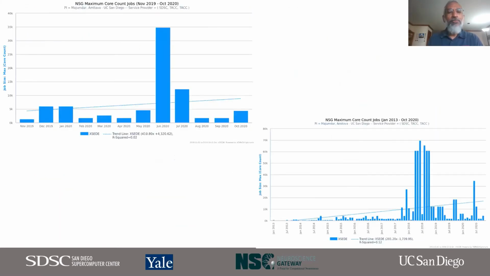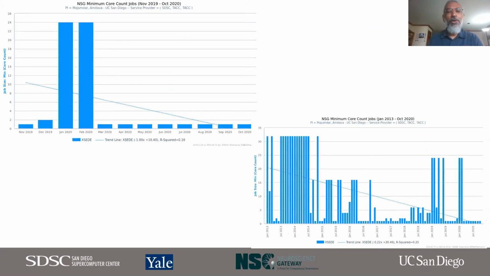I want to show some of the usage characteristics of NSG. On the top left, there are a lot of numbers, but I will just explain. On the top left, you see the maximum core count job that has been run on NSG on various supercomputers in the last year. And you can see the trend line is saying almost about 10,000 core jobs for computational neuroscientists. On the bottom right is the same plot, except from the beginning of NSG, January 2013, till now. You can see a lot of large core count jobs were run, primarily by computational neuroscientists.